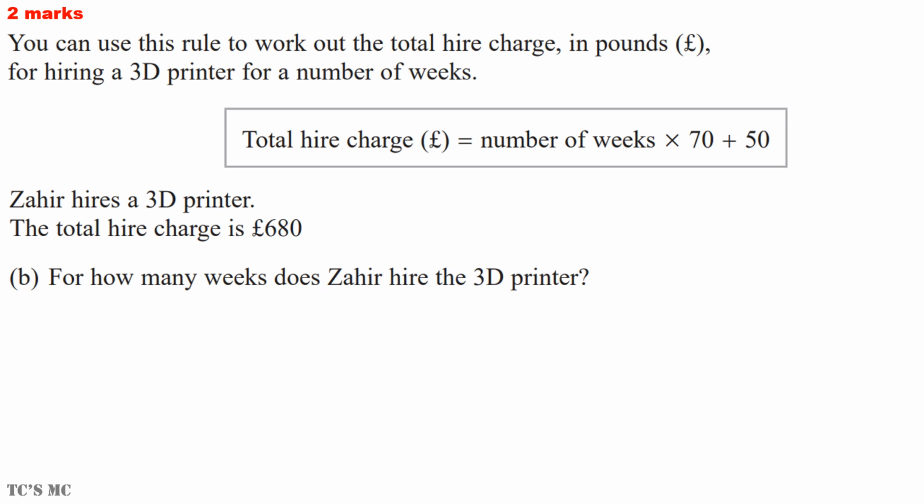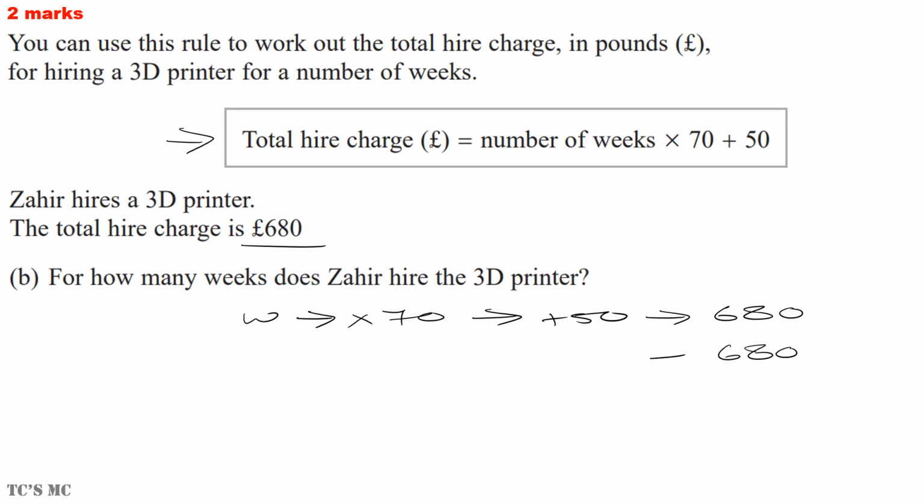Zahir hires a 3D printer. The total hire charge is 680. For how many weeks does Zahir hire the printer? I am going to rewrite this rule in a flowchart method. We have number of weeks multiplied by 70, add on 50. In this case, the answer is £680. To solve this, we need to go backwards doing the inverse. So we will subtract 50 and then divide by 70.